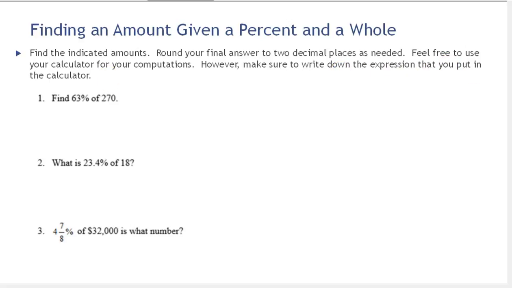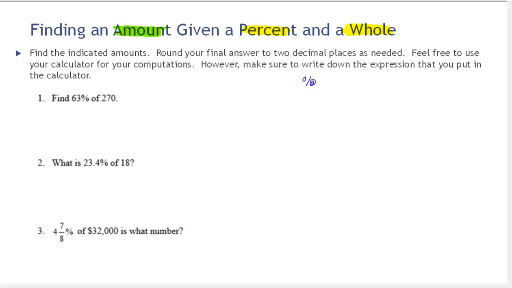So notice, right in the title, it says that we're finding an amount, so this is our goal, and we're given a percent and a whole. So that's nice that we're told this, but you're not always given this information, what is missing and what you're looking for. That's usually something you have to determine, and we'll have problems like that in the future. So I just want to draw your attention to a few things.